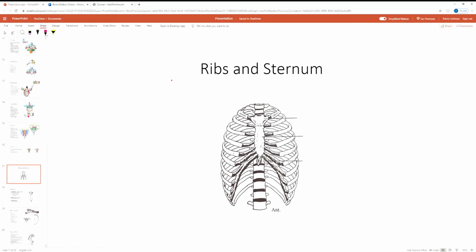Hey everybody. We're going to take a quick look at our ribs and sternum. Before we jump into the actual structures and things, I just wanted to take a second to talk about the actual ribs and the rib cage itself.